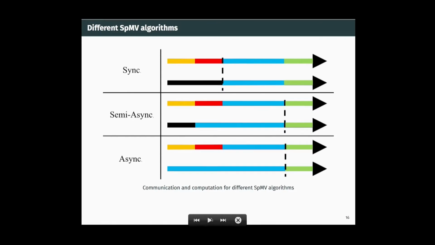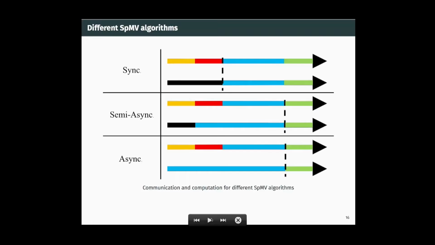Then the dashed line refers to the point where we wait for the communication to finish, which is a synchronization point, at least between threads. And then the blue and green part is the actual computation. The blue part is the local sparse matrix vector product, and the green part is the remaining SPMV, which of course depends on the communication to be finished. So the synchronous algorithm is really naive. We just prepare and initiate the communication, wait for it to happen, and then do all the computation at once.